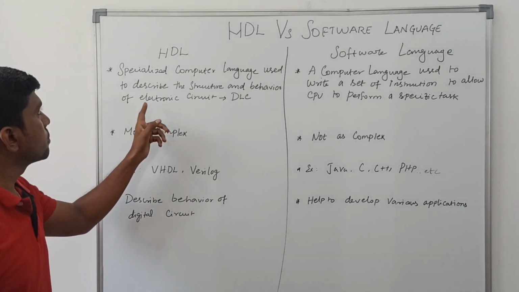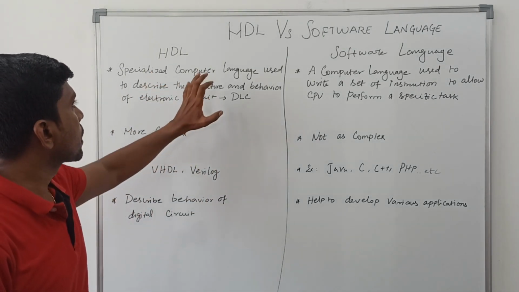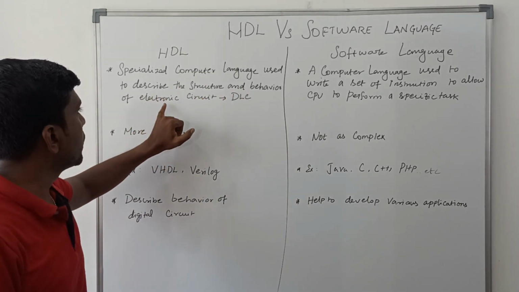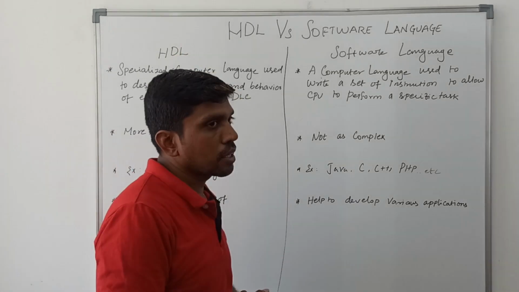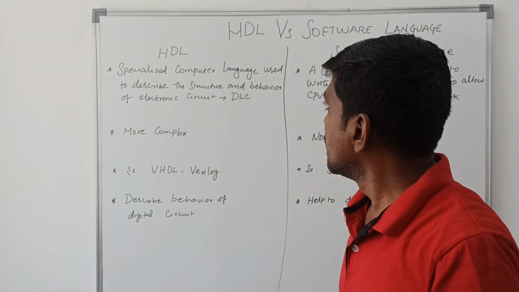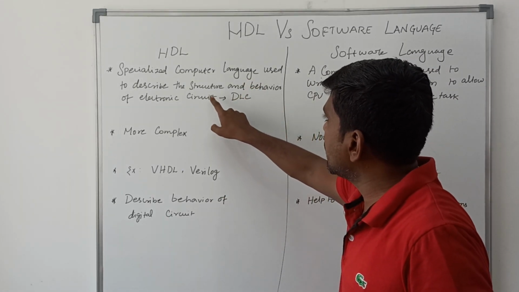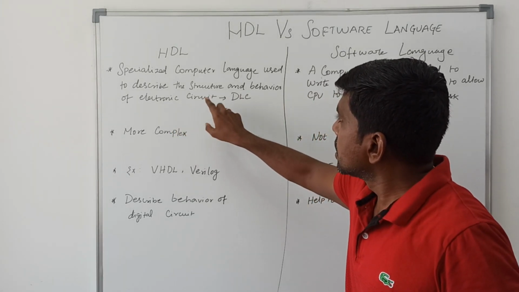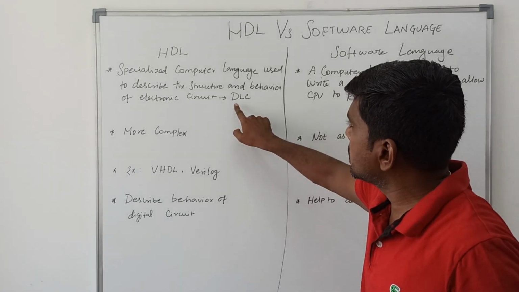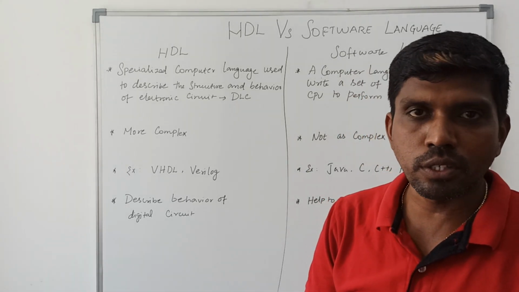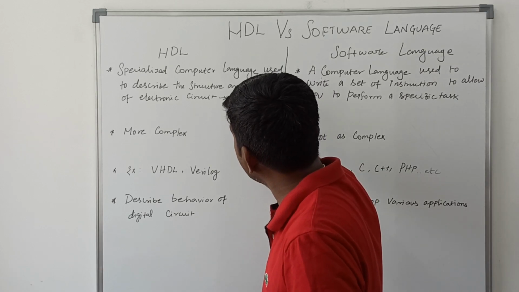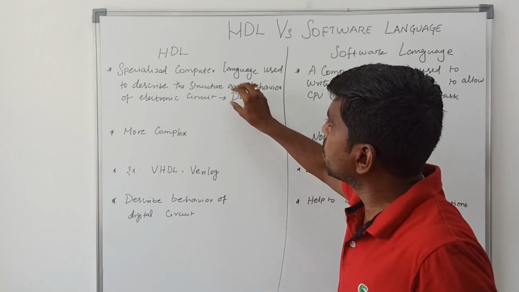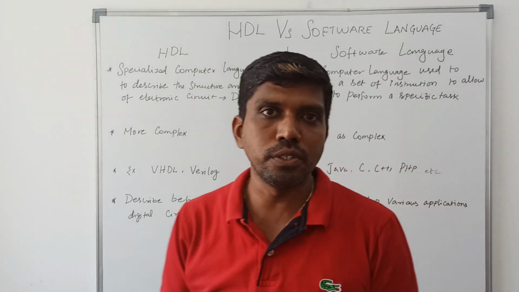The first difference is that HDL is a specialized computer language used to describe the structure and behavior of electronic circuits. This language helps to design the structural model and also the behavioral model of electronic circuits. The common circuit is DLC, which represents digital logic circuit. In a digital logic circuit, if you need to design any type of sequential or combinational circuit, you should use hardware description language.